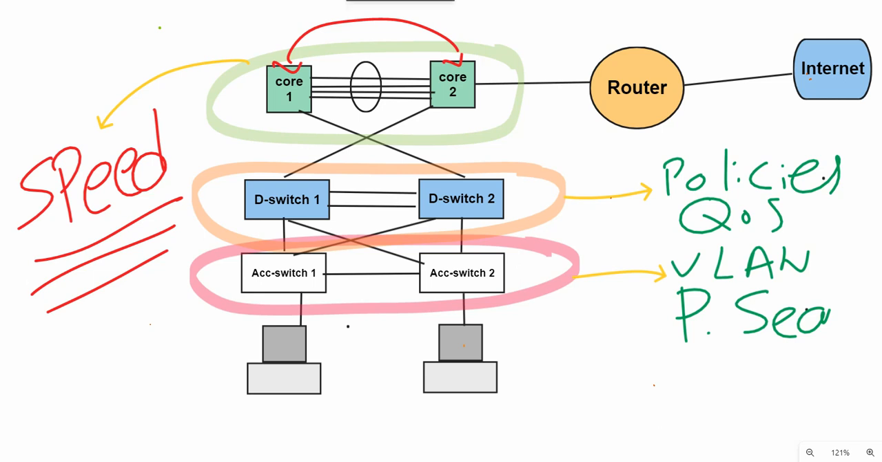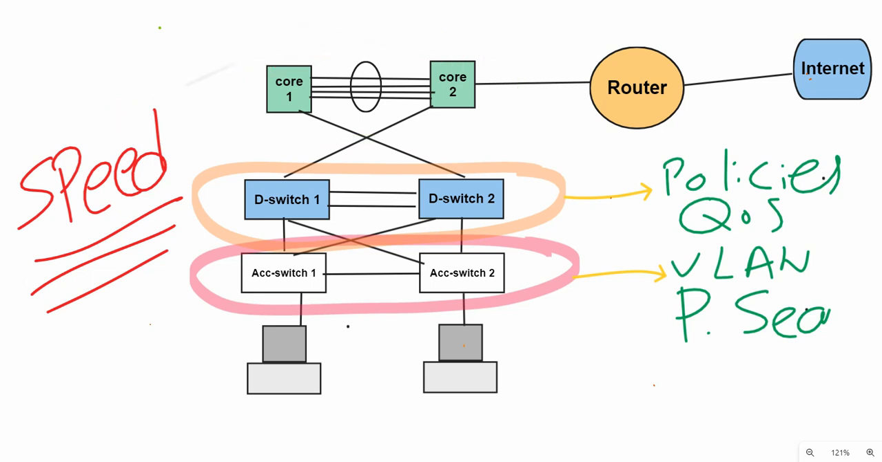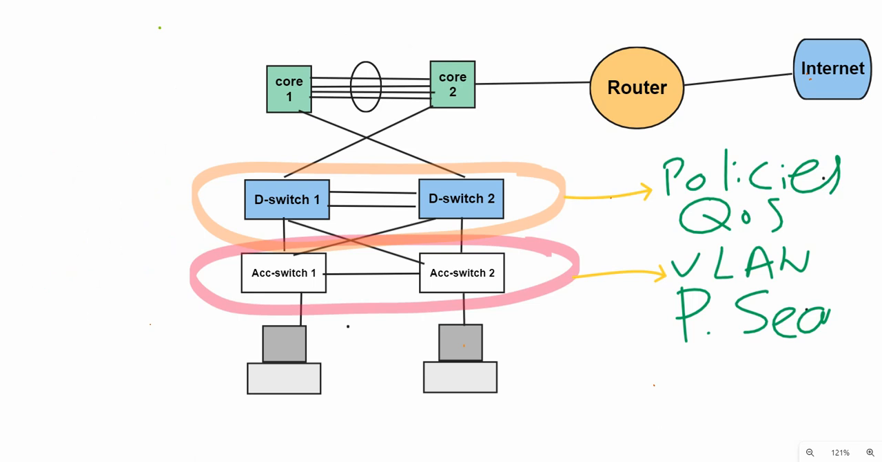Hold on, guys. Let me just erase this right here for a minute. As you can see here on the core layer, we have four physical links. Okay, let's say one link is 100 gigabytes. So we have four links, so we have a 400 gigabyte link.